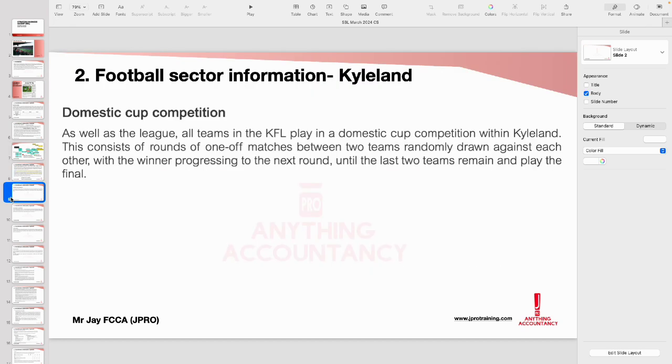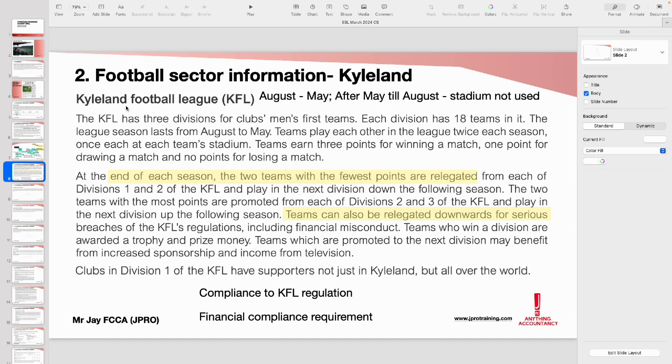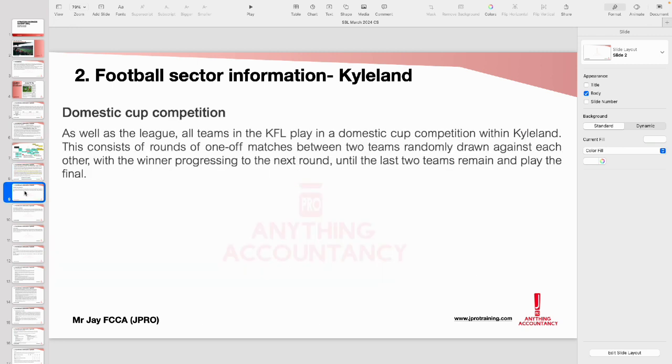The next point, domestic cup competition. Now, as well as the league, all teams in KFL play a domestic cup competition within KLN. This consists of rounds of one-off matches between two teams randomly drawn against each other, with the winner progressing to the next round until the last two teams remain and play. So this is one more competition that they have. They have the KLN Football League, and also you have the domestic cup.